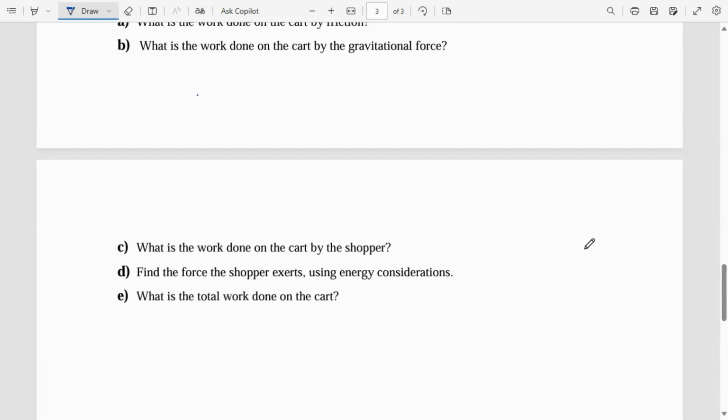C. What is the work done on the cart by the shopper? D. Find the force the shopper exerts using the energy consideration. E. What is the total work done on the cart?